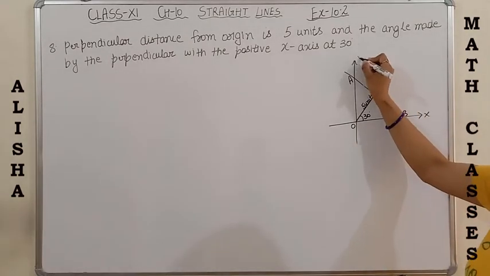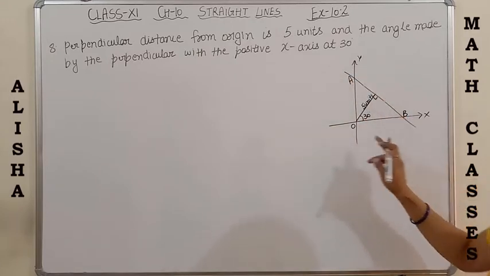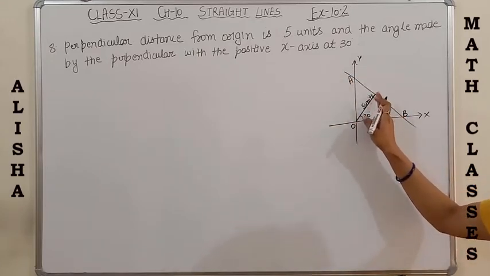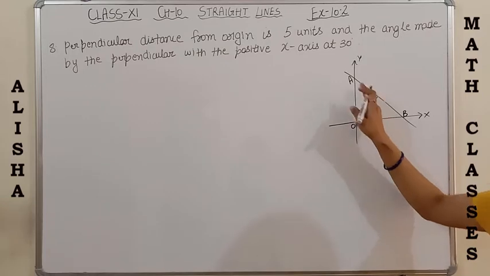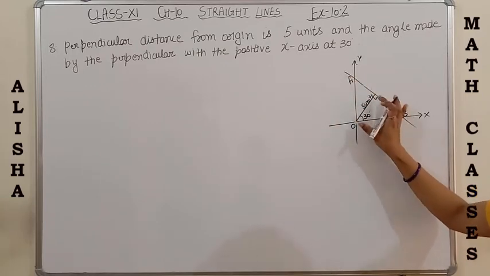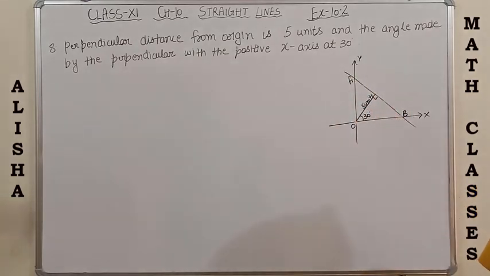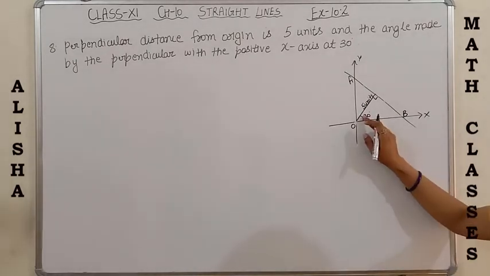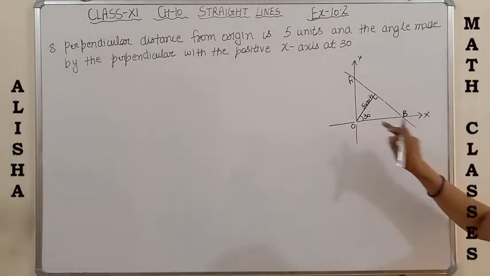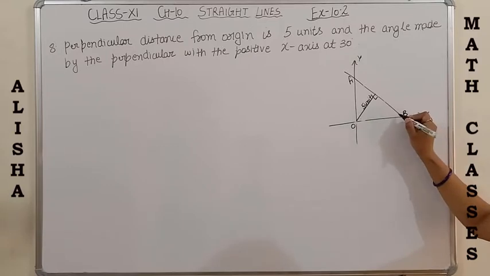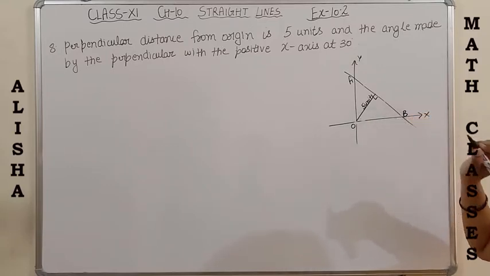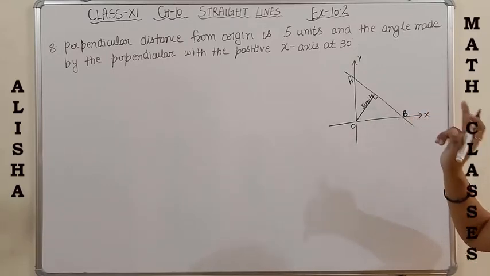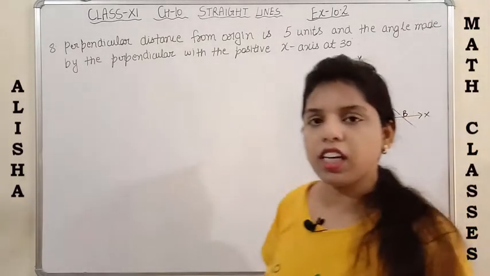Now you can see here, this is the line AB and the perpendicular distance from the origin. Here I have drawn a line which is perpendicular to the line AB and its distance from the origin is 5 units. Also, it is mentioned in the question that this line is making an angle of 30 degree with the positive x-axis. So that means theta is equal to 30 degree. Now what we need to do?